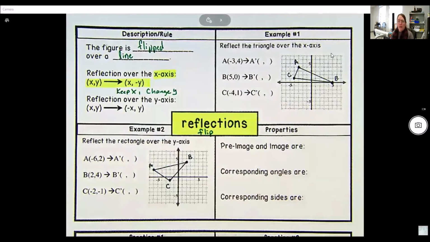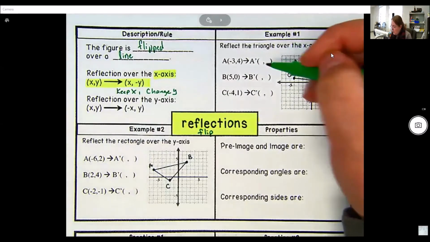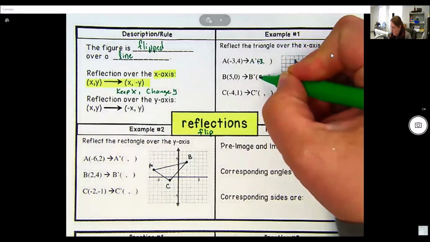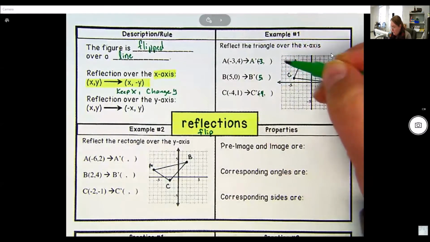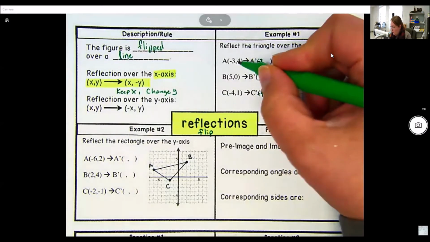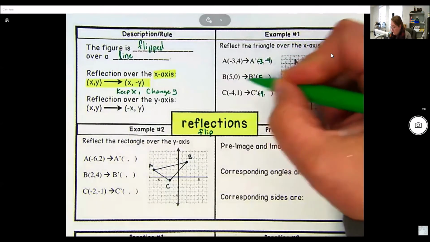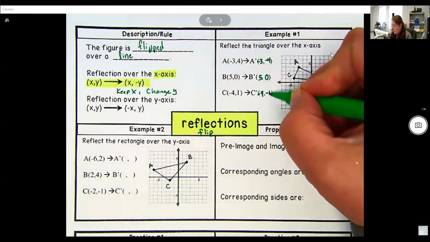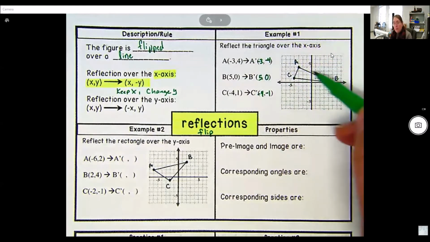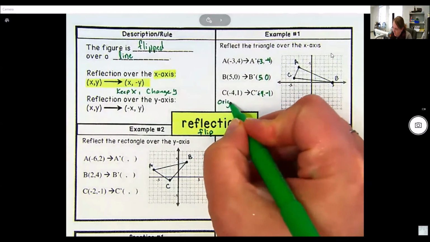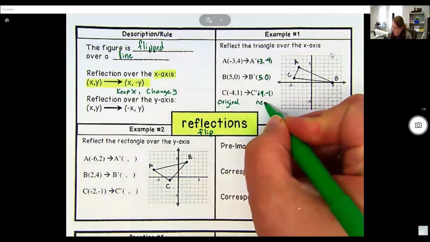Okay, let's go ahead and try that out on example number 1. We're going to keep the x. I'm going to write all my x values here: -3, 5, -4. Then we change all of the y values. The 4 becomes a -4. The 0 stays 0, 0 doesn't actually change. And the positive 1 becomes a -1. This is the original triangle already plotted. Let's plot the points for our new image. So this was the original, and this is the new.